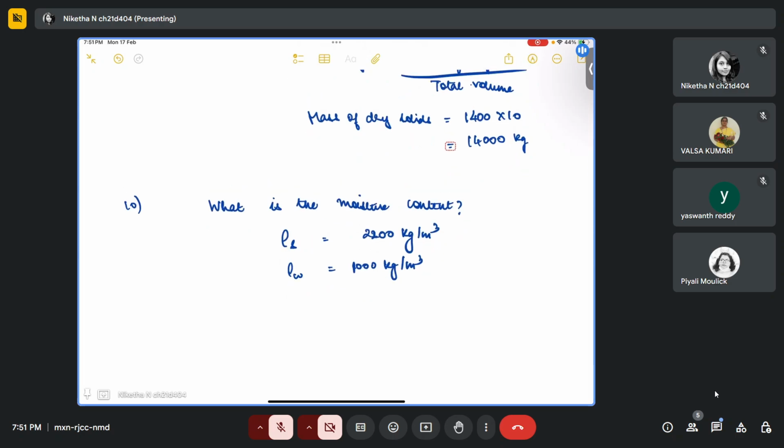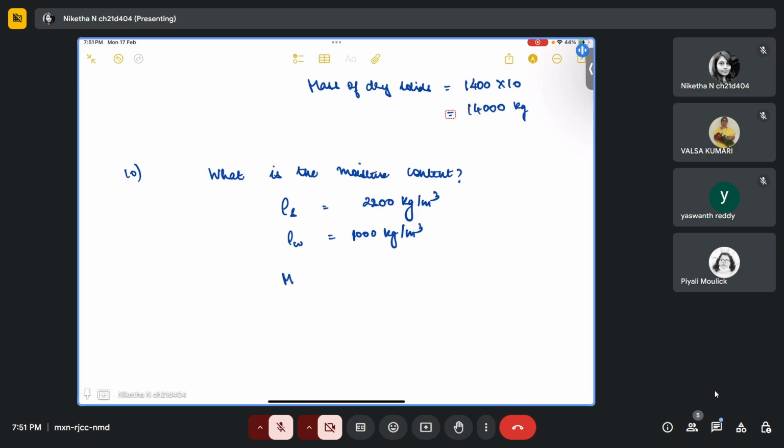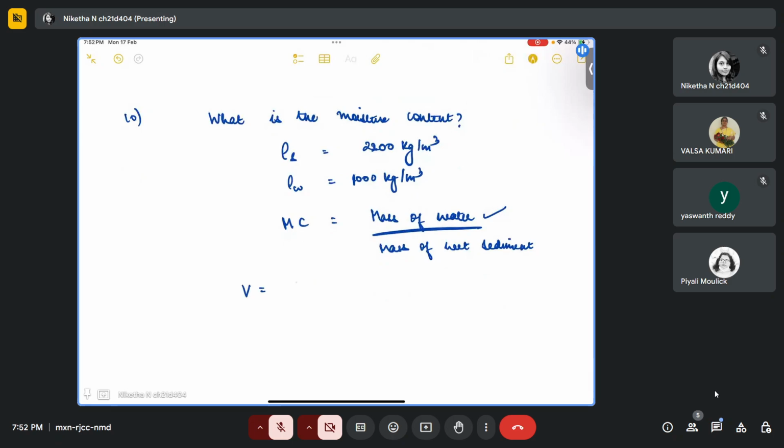So in order to find the moisture content, what do we need? What is the formula of moisture content which is given in the question? Mass of water by mass of wet sediment. So in order to find the moisture content, first we need the mass of water. We know the total volume. It is 10 meter cube. This includes the volume of solids and the volume of water.